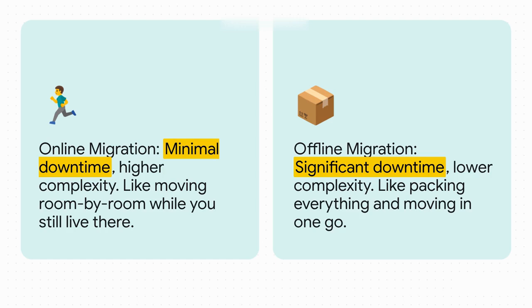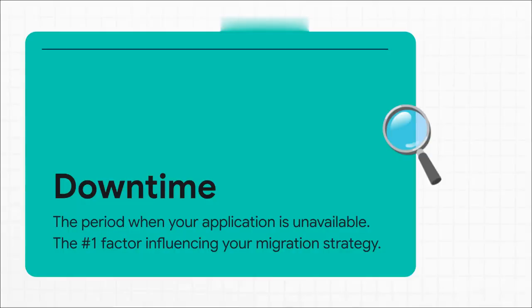Then you have the offline migration. This is way simpler. You pack everything up, shut down the old house for a bit, and move it all in one go. It's straightforward, but it means your application is going to be unavailable for a while. And let's be super clear about what we mean here. Downtime is that period when your app is just offline, unavailable to your users. And believe me, this single factor is going to be the biggest influence on your entire migration strategy, from the tools you pick to the schedule you set.